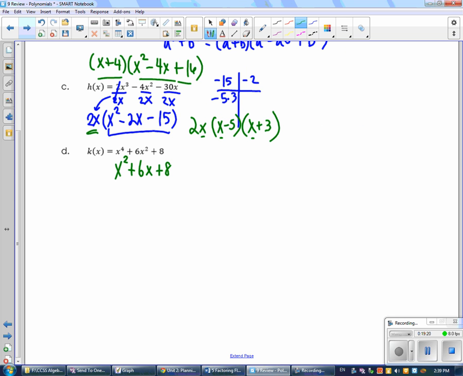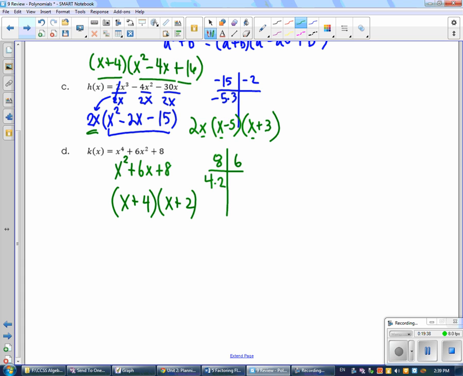Sorry, I'm going to move that up. And so I'd use the product sum method, which means that my product is 8, my sum is 6. And I think about numbers that multiply to give me 8 and add to give me 6. I would say 4 and 2. And so basically I would have x plus 4 times x plus 2, and I'd be done.